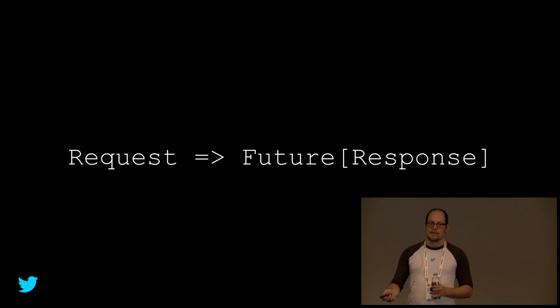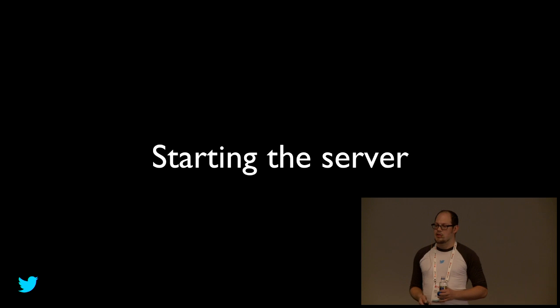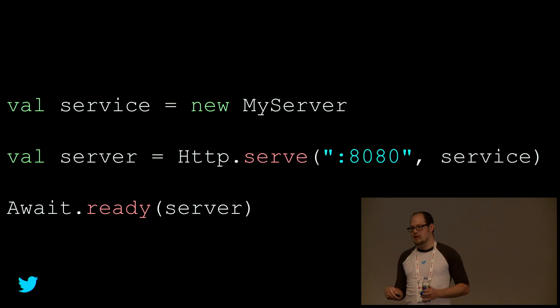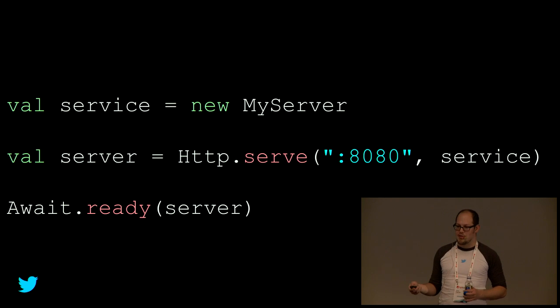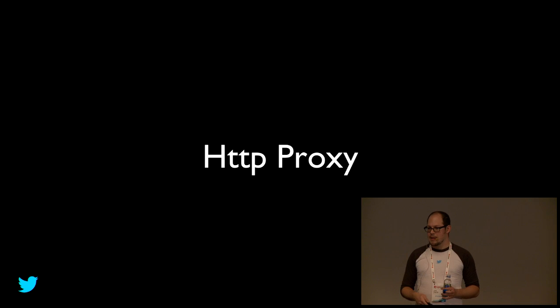So again, this is the request future response fundamental here. We start the server by creating a service with the class that we just defined. And we call http.serve with the port we want, and then we pass the service into it, and then we wait for the server to end, which is forever.